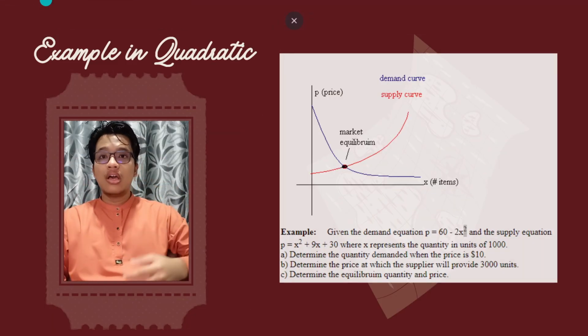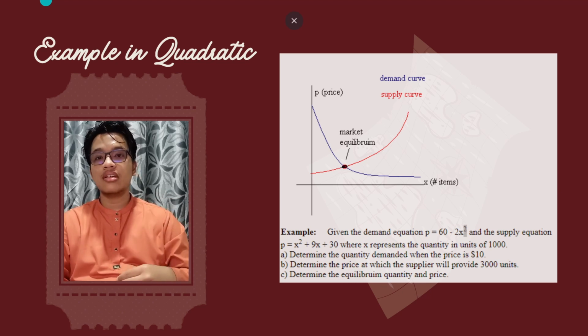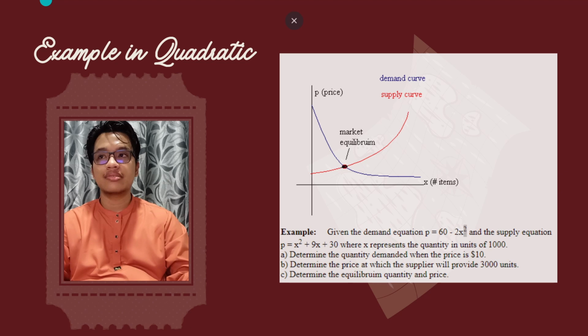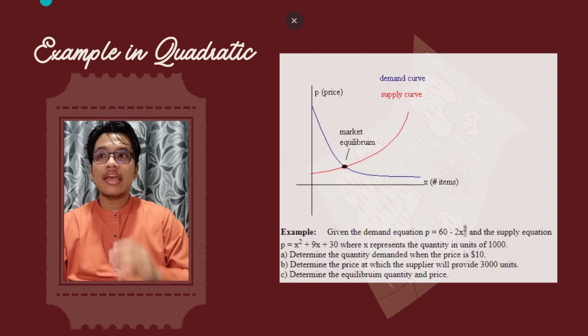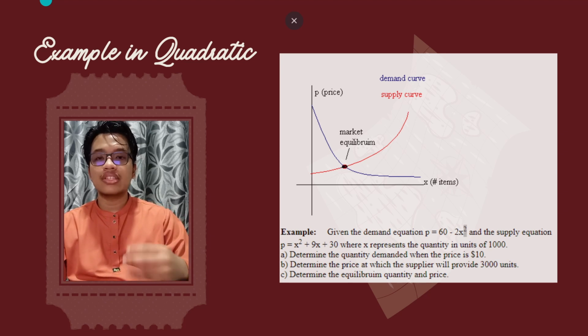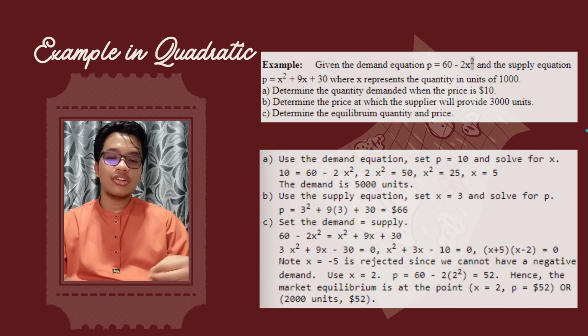Okay, so I will give you an example of how supply and demand works in a quadratic function. So this is the equation. We can see there are two given equations, which are the demand and the supply equation, and the x represents the quantity in units of 1,000. So for the first question, it says determine the quantity demanded when the price is $10. So it asks for the quantity demanded.